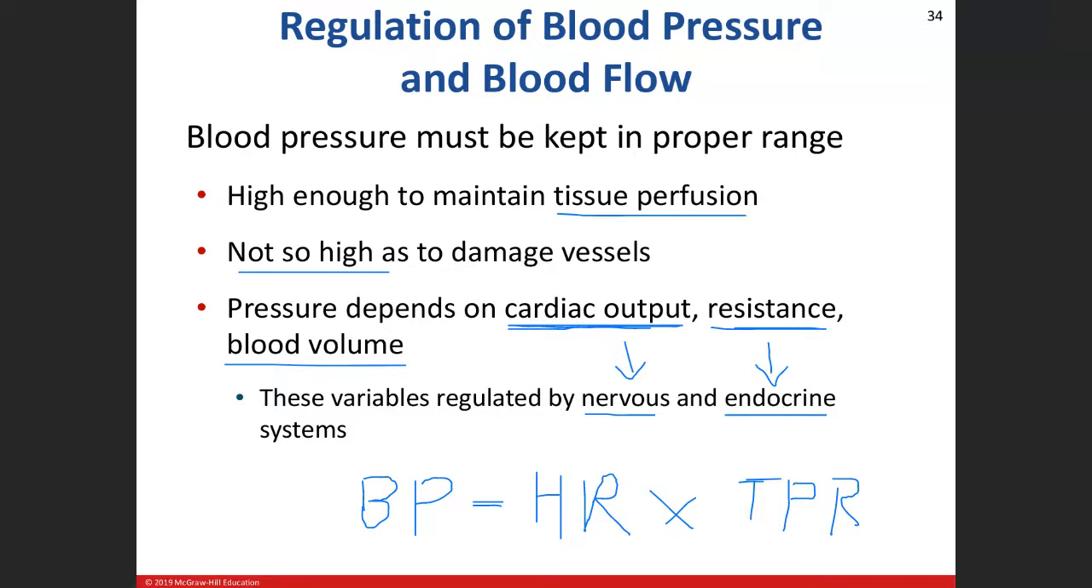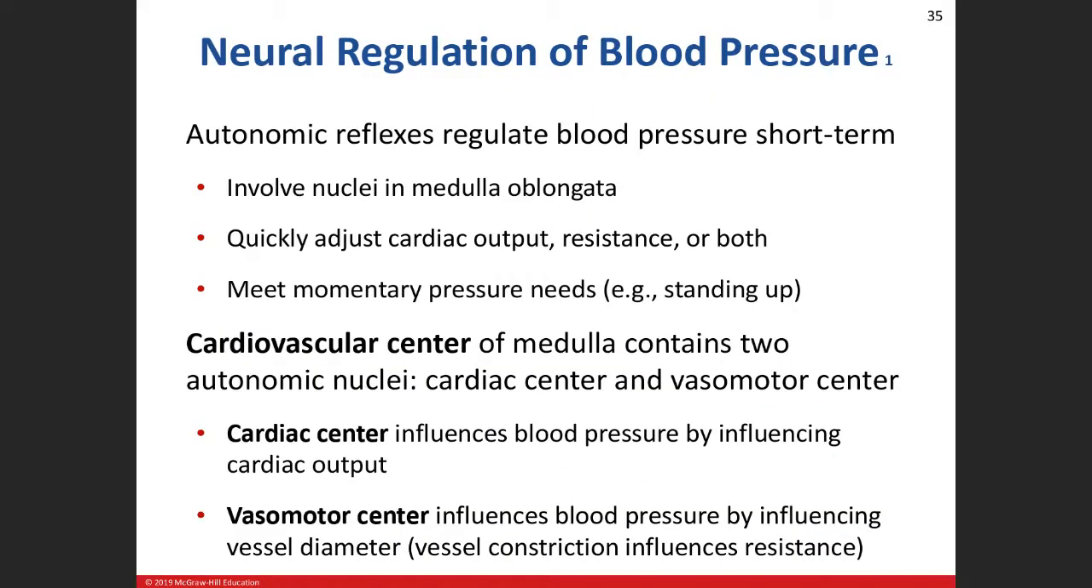The endocrine system is going to take a little bit longer, but its effects are going to be more sustained. Okay? So the nervous system is quick, short term, doesn't last too long. Okay? All right? I shouldn't say it doesn't last too long. Won't last or won't be as long or as sustained as the endocrine system.